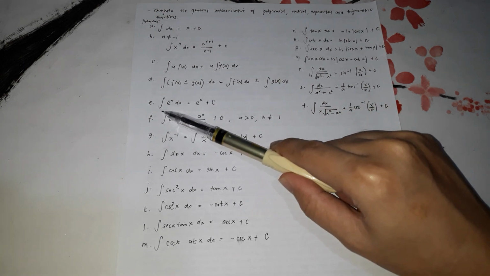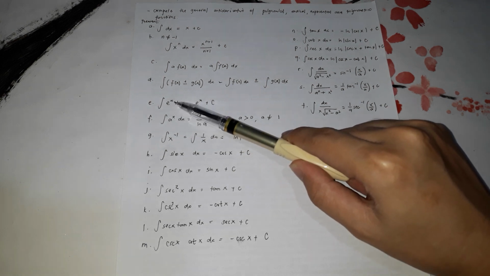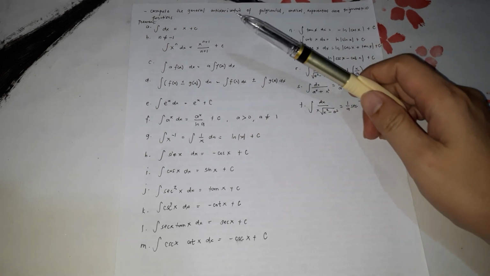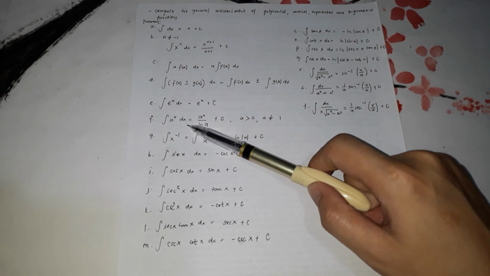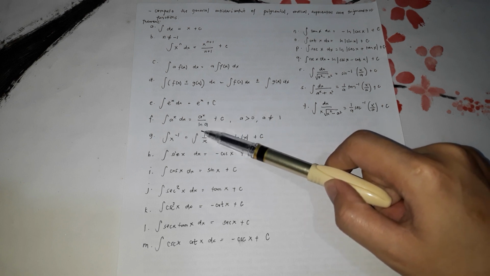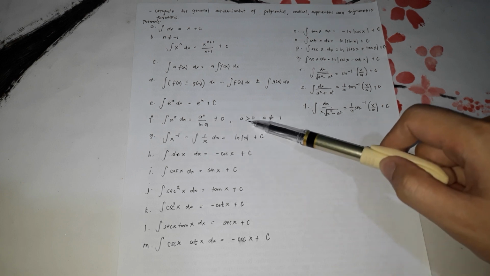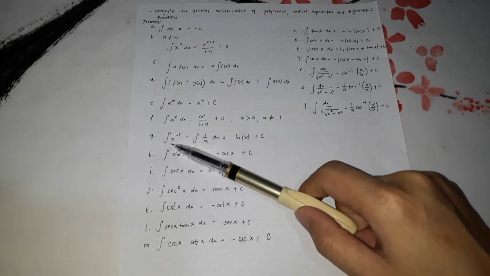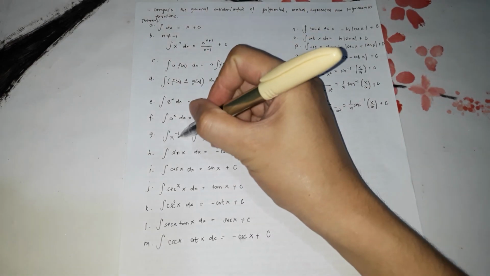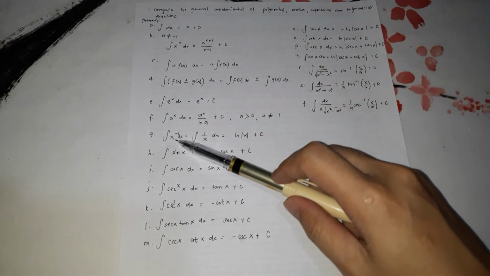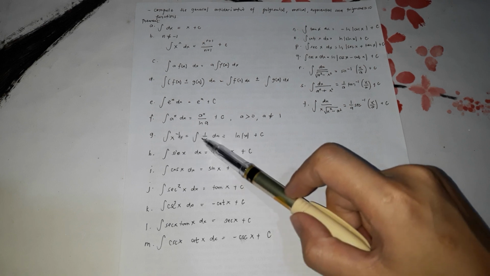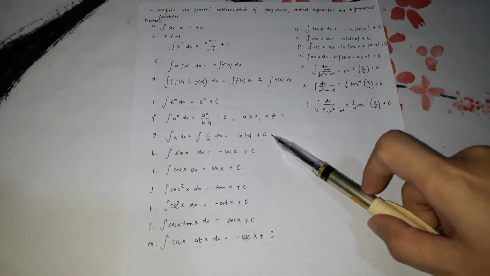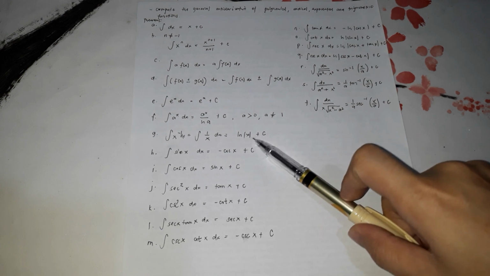For letter E, the antiderivative of e to the x dx is equal to e to the x plus c. So just copy e to the x. For a to the x dx, it's a to the x over ln of a plus c, where a should be greater than 0 and should not be equal to 1. For the integral of x to the -1 with respect to x, which is 1 over x dx, it is equal to ln of the absolute value of x plus c.